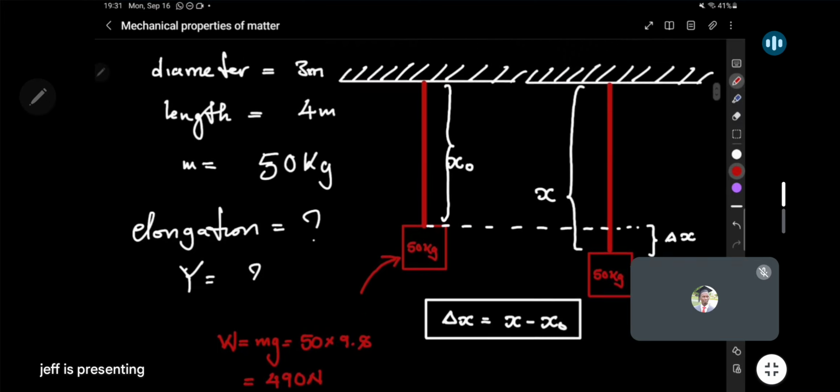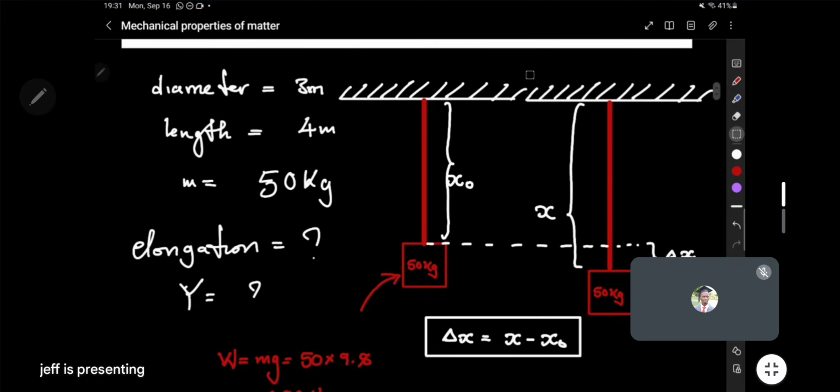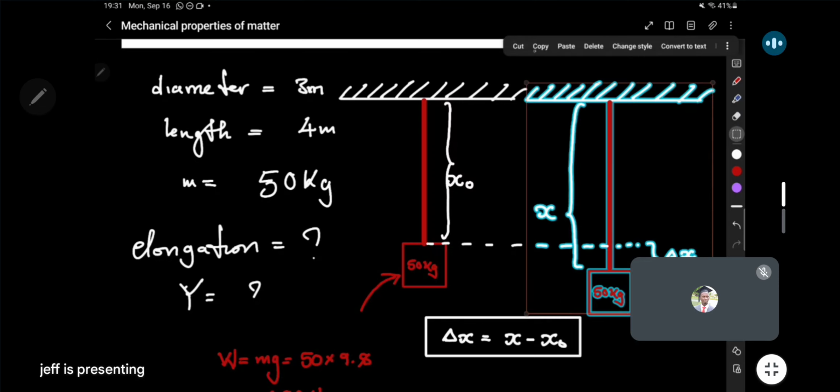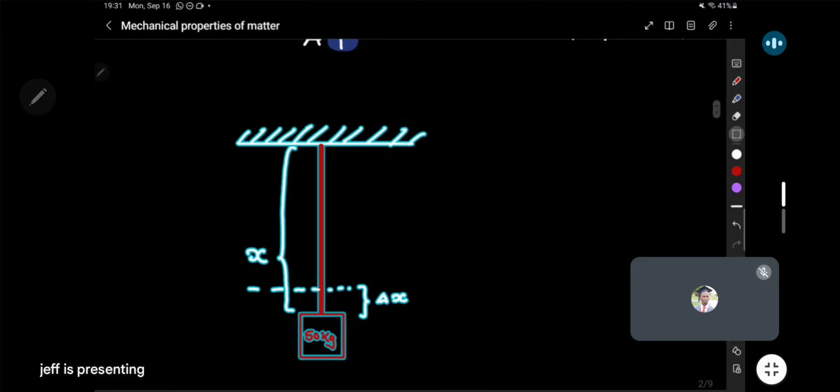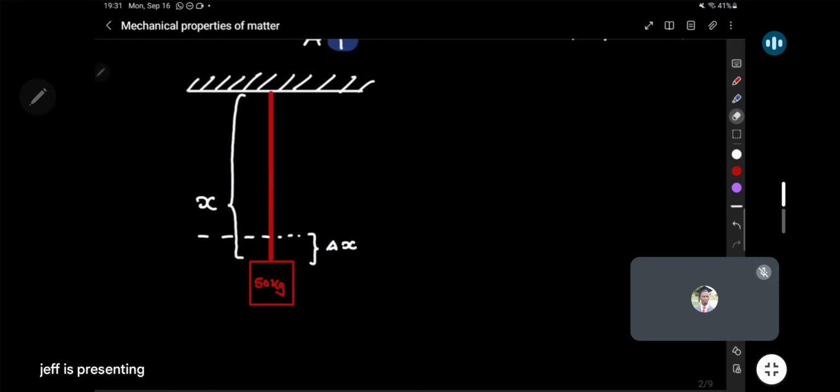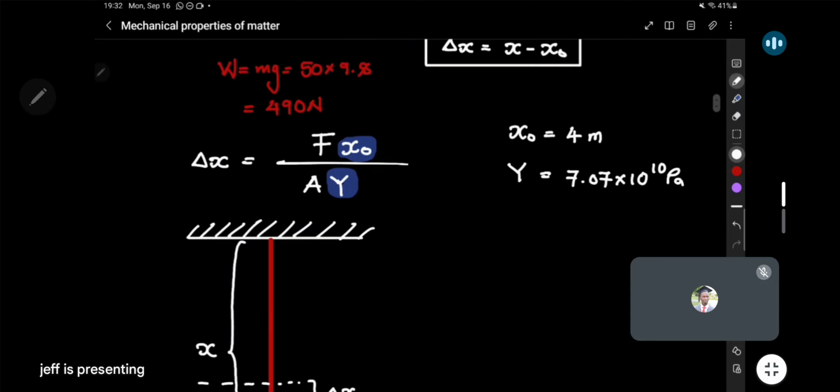So now we can view our problem as if this extends under the influence of that 490 Newton load. So we can remove the mass, since its effect on the wire is just that 490 pull. Okay, now how do we calculate? So we've sorted out the force now. We now also have the force, the force 490 newtons.